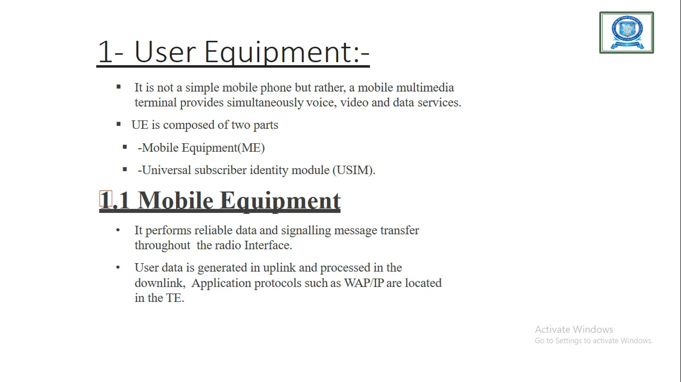Mobile equipment performs reliable data and signaling message transfer throughout the radio interface, and user data is generated in the uplink and processed in the downlink. Application protocols such as WAP and IP are located in the terminals.